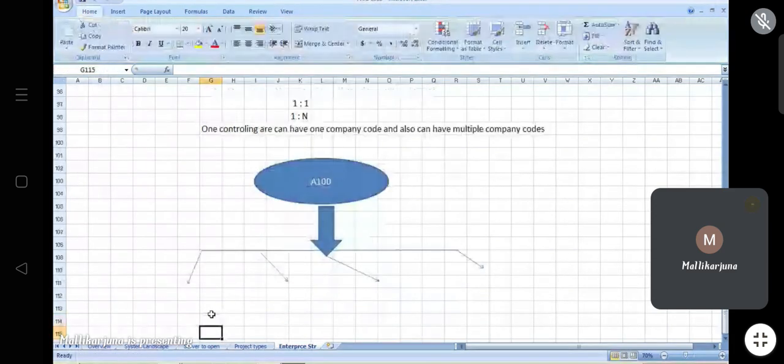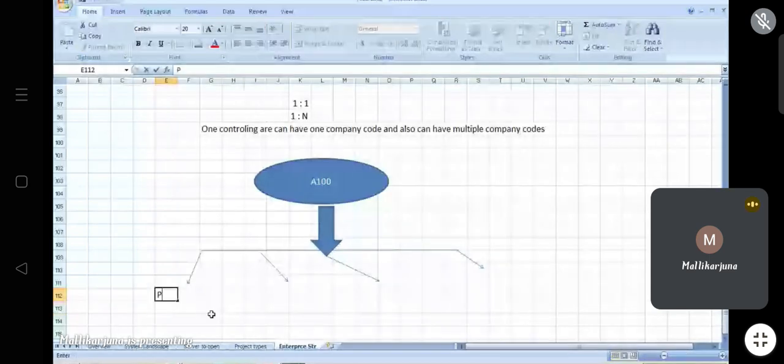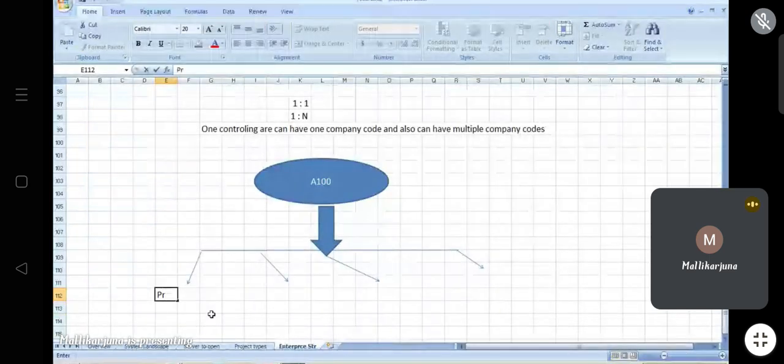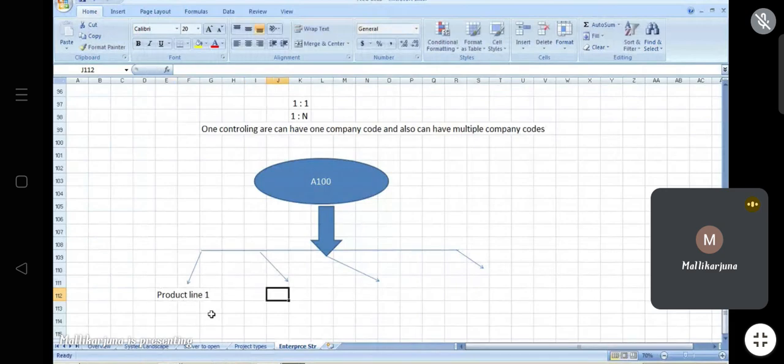Product line 1. Nothing but different products. Product lines, nothing but. Product line 1. Product line 2. And product line 3.